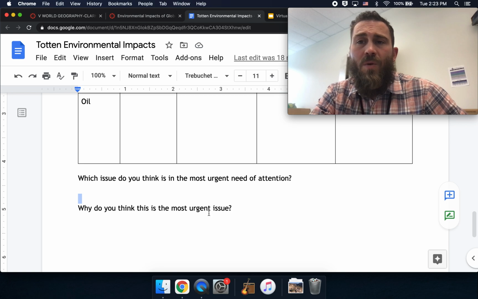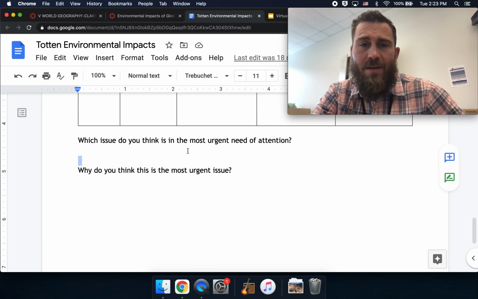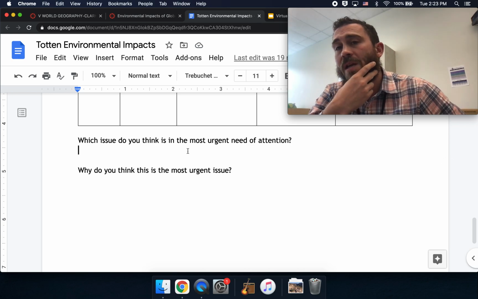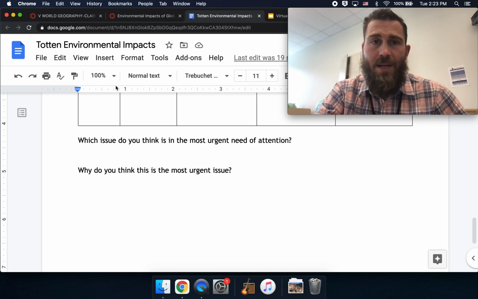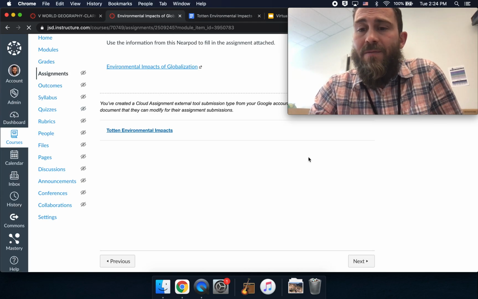And then this part right here is where you internalize all this information, right? What do you think is the most urgent in need of attention? And then why do you think that is in the most urgent need of attention? That's it for that assignment, environmental impacts of globalism.